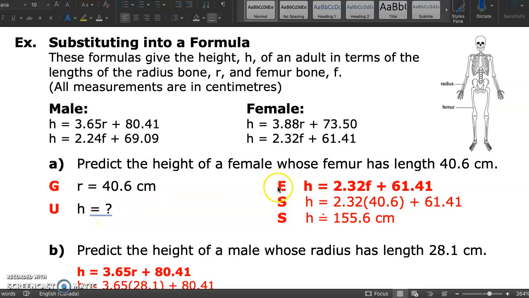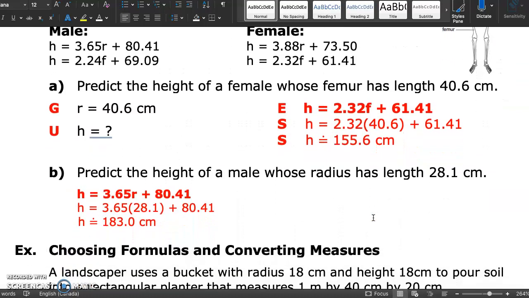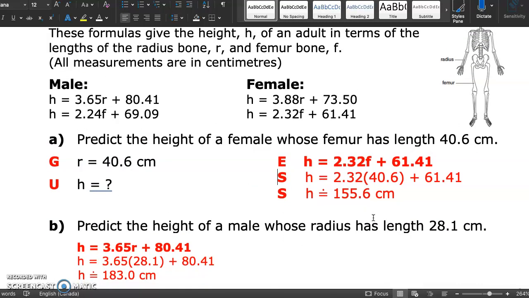So next we use E, the equation. And this is the equation given for a female, when you know their femur length. Next, we're going to substitute. The information that's given is going to be substituted into the formula. And then we're going to solve by evaluating this with a calculator. So, you don't have to write this out every single time you do a word problem, but if you get stuck, it's a good technique to rely on.